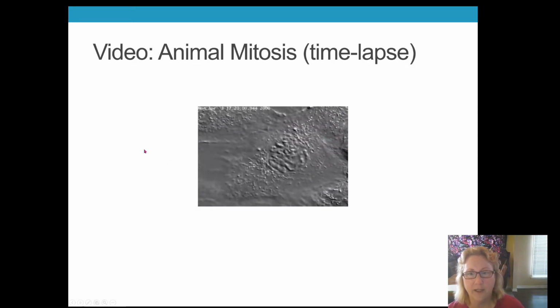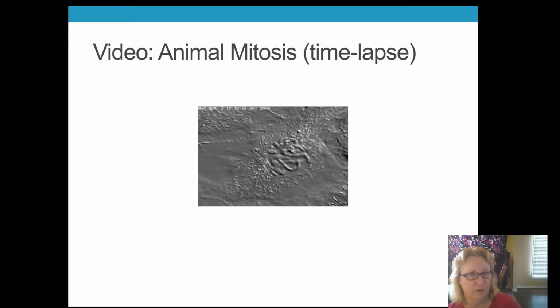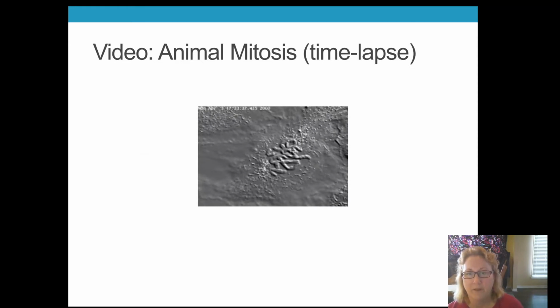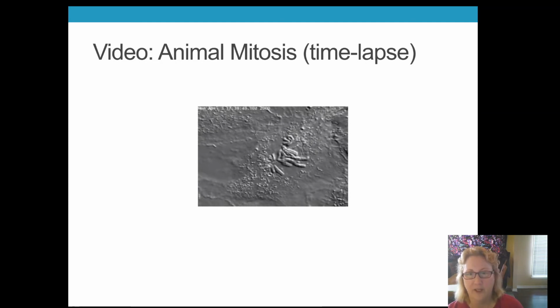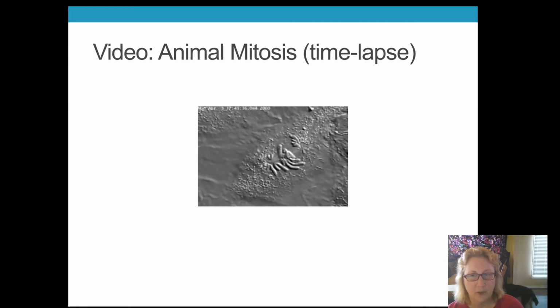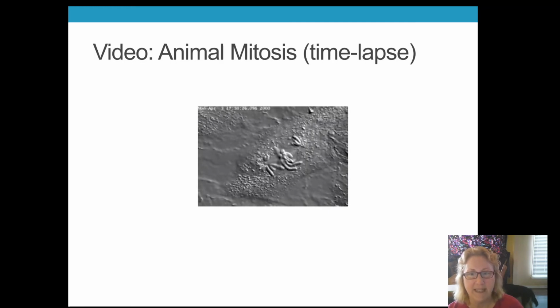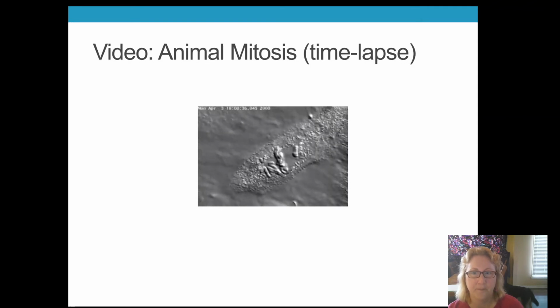All right, so we're already in prophase here. The chromosomes are already condensing, so we've missed part of prophase already. Prometaphase or late prophase, still prophase. This entire process would take at least 90 minutes in an animal cell, so this is very sped up.